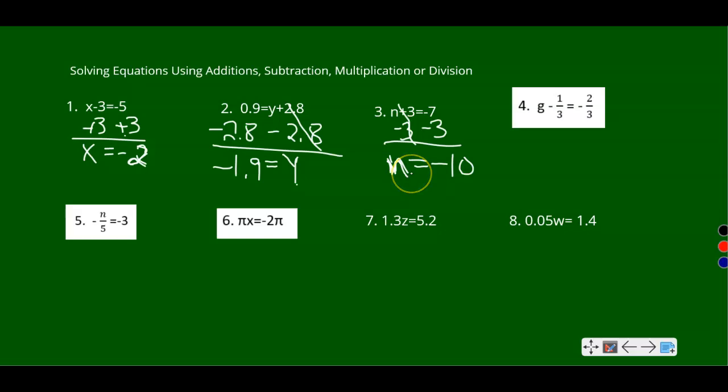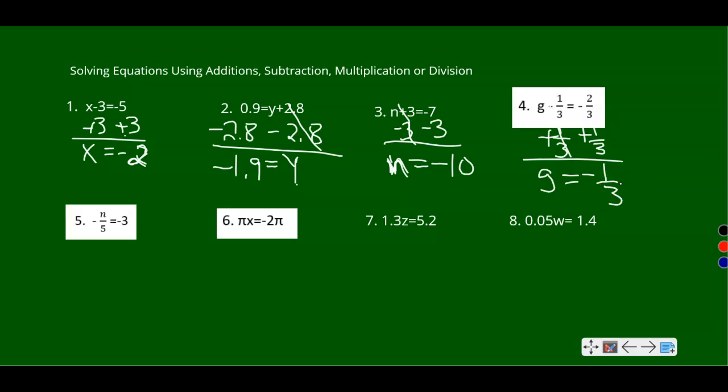All right, g minus 1/3, so I'm going to add 1/3. You see that we're doing the opposite or the inverse operation for each of these. So g, the negative and positive are the same thing, cancel, leaves g by itself. Negative 2/3 plus 1/3 is negative 1/3. You can plug it in to check it. Negative 1/3 minus 1/3 is negative 2/3.